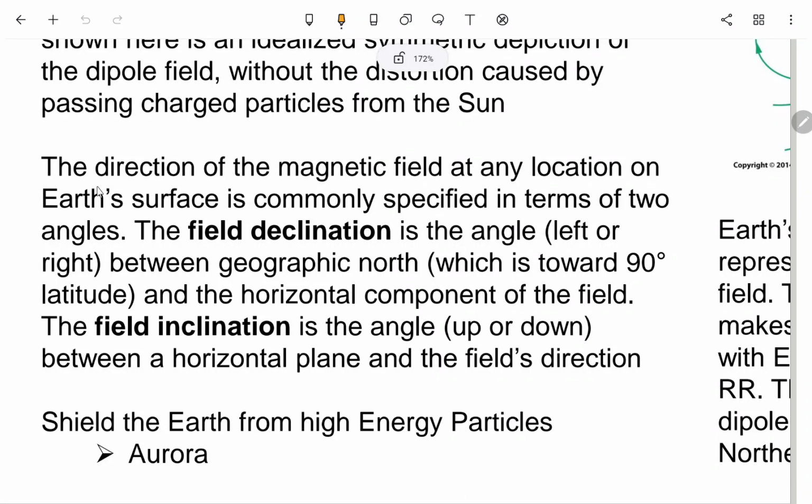If a charged particle cuts perpendicularly through a B field, a Lorentz force acts on the charge, so it turns, it accelerates, changing its direction and velocity. Okay, so for the second paragraph, it says the direction of the B field at any location of the Earth's surface is commonly specified in terms of two angles. The field declination is the angle left or right between the geographic north, and the geographic north and south poles are different from the magnetic ones.